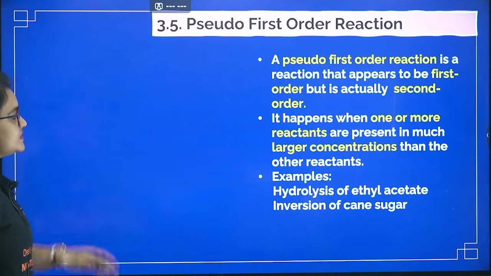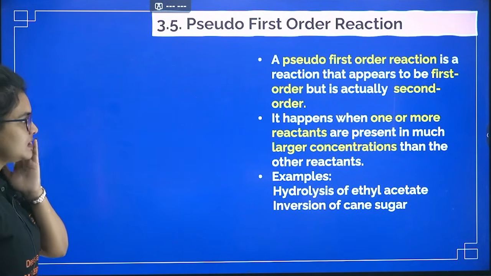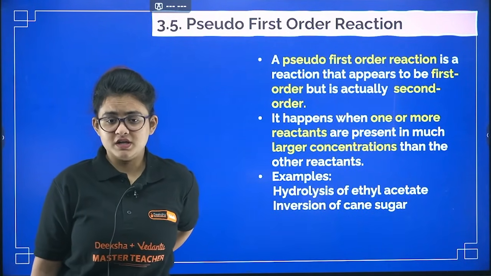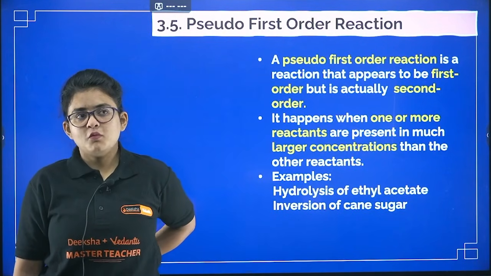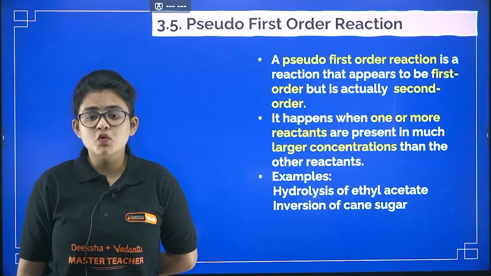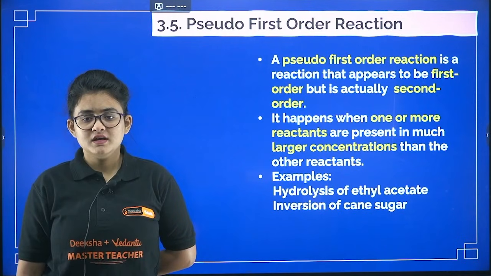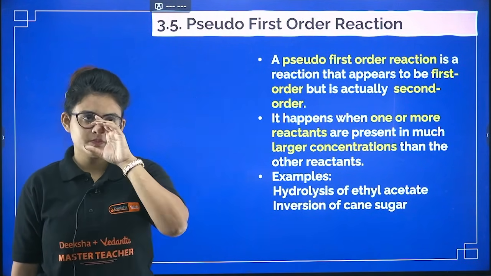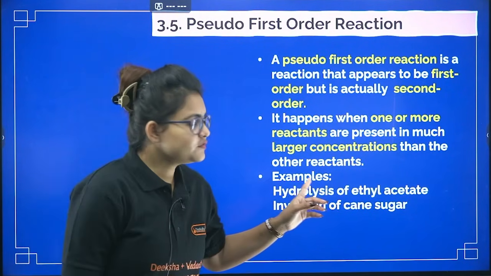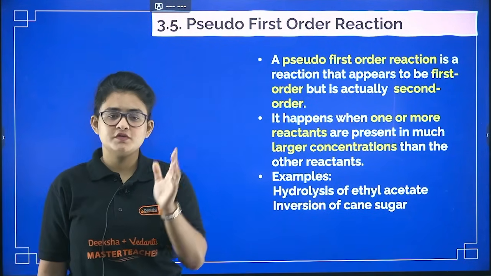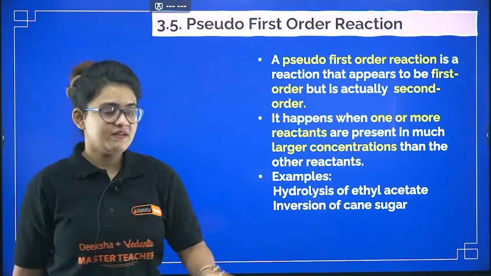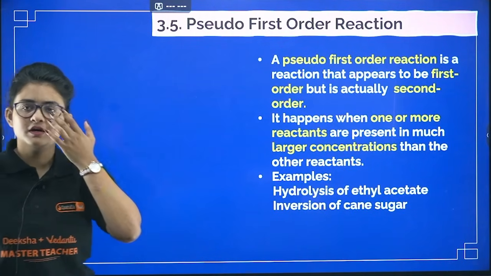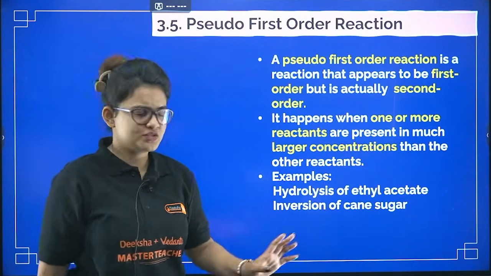Let's proceed. Here comes the pseudo first order reaction. This is a first order reaction but actually a second order reaction. It appears to be a first order reaction. It happens whenever one of the reactants is more in concentration than the other reactant. We can take the example of inversion of cane sugar, and the hydrolysis of ester. Pseudo first order reaction is one of the most important questions for the second PU, and for your KCET level the examples are very important. Inversion of cane sugar, and hydrolysis of ester. These two are enough.